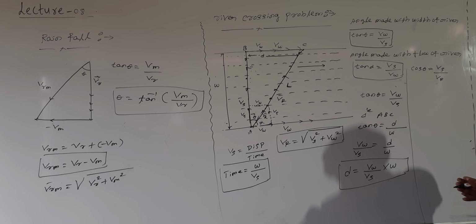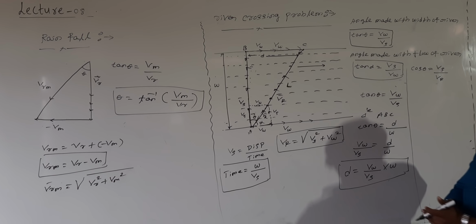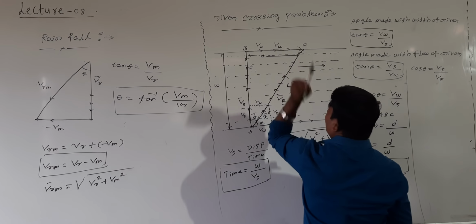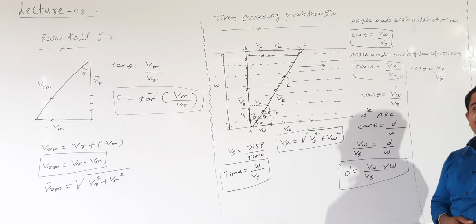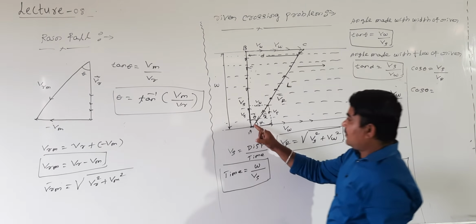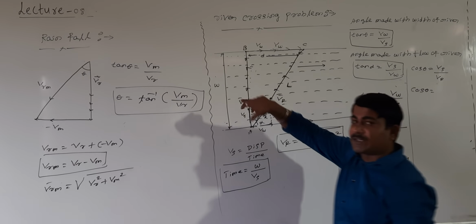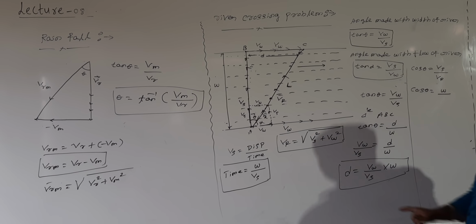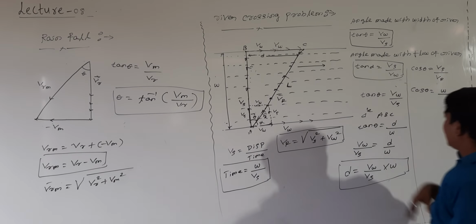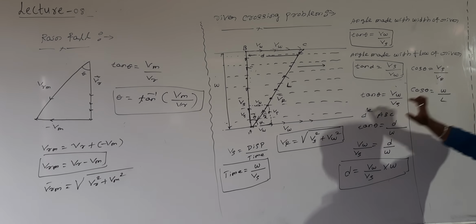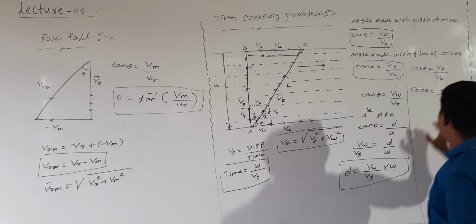One more situation. Now students, I will take one more triangle available. This one looks like a triangle, right? Now I take cos theta again. What is cos theta in the bigger triangle? Adjacent is the width W, and hypotenuse is L. Are you following me? For the smaller triangle it is in terms of velocity, and for the bigger triangle I am taking W by L.